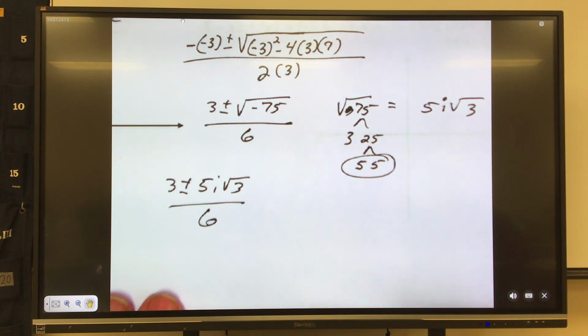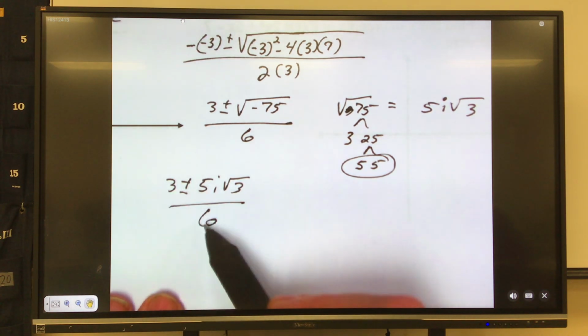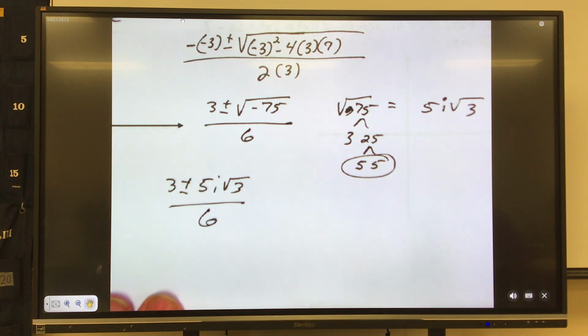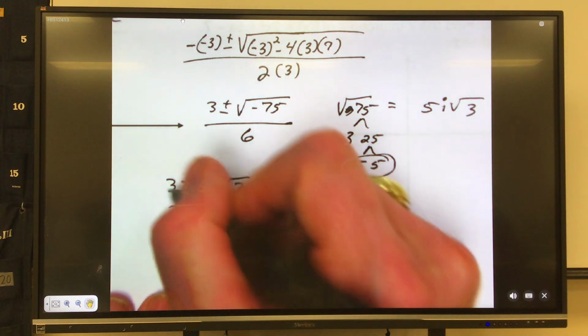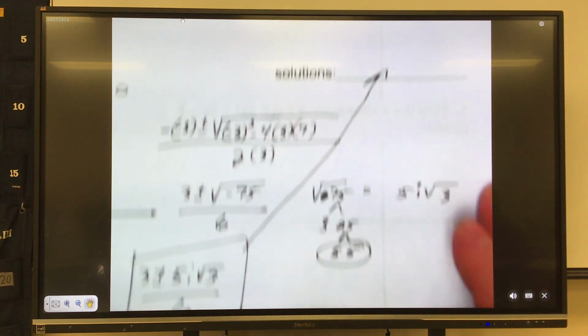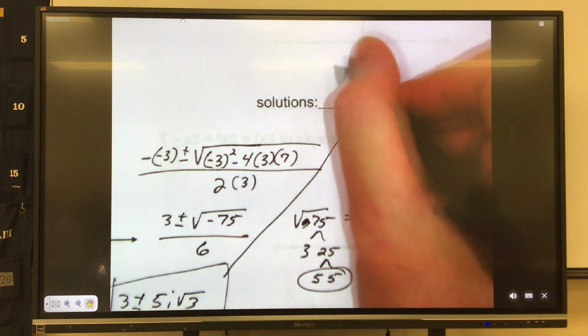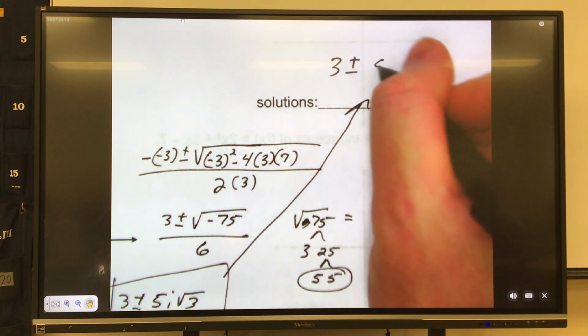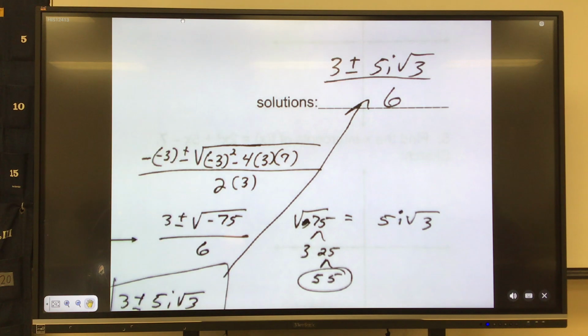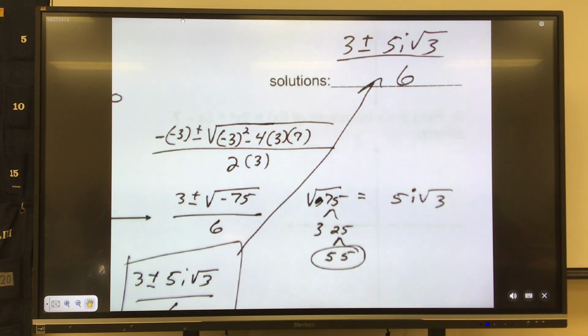Last thing is I look and go, can I reduce this? I look at 3, 6, and 5. There is no number that will go into all those evenly to reduce it, so that is my final answer. I would take that, put it up here for my solutions. So the final answer is 3 plus or minus 5i square root of 3 all over 6. Flip it.